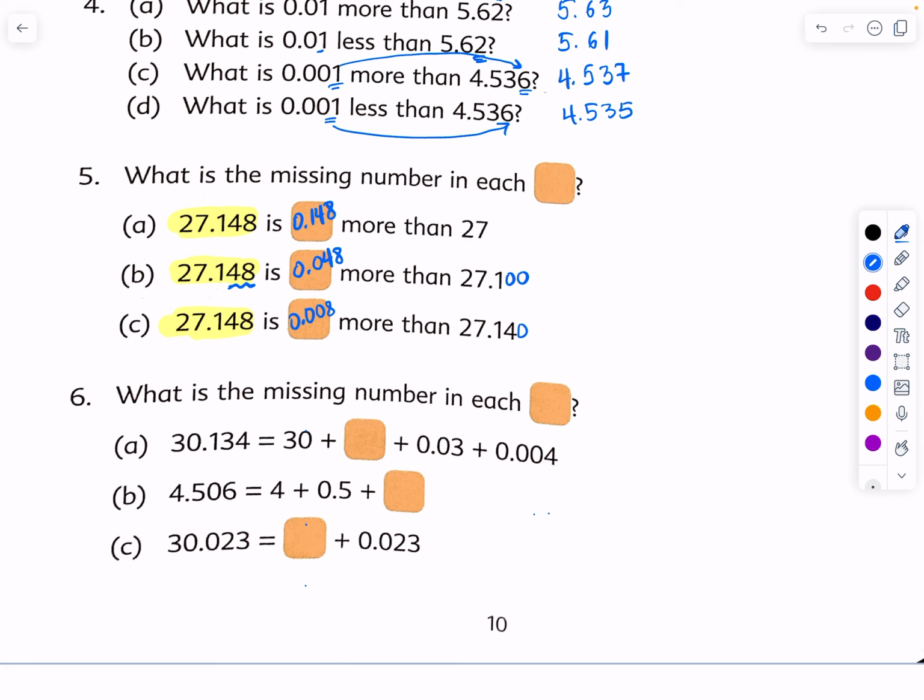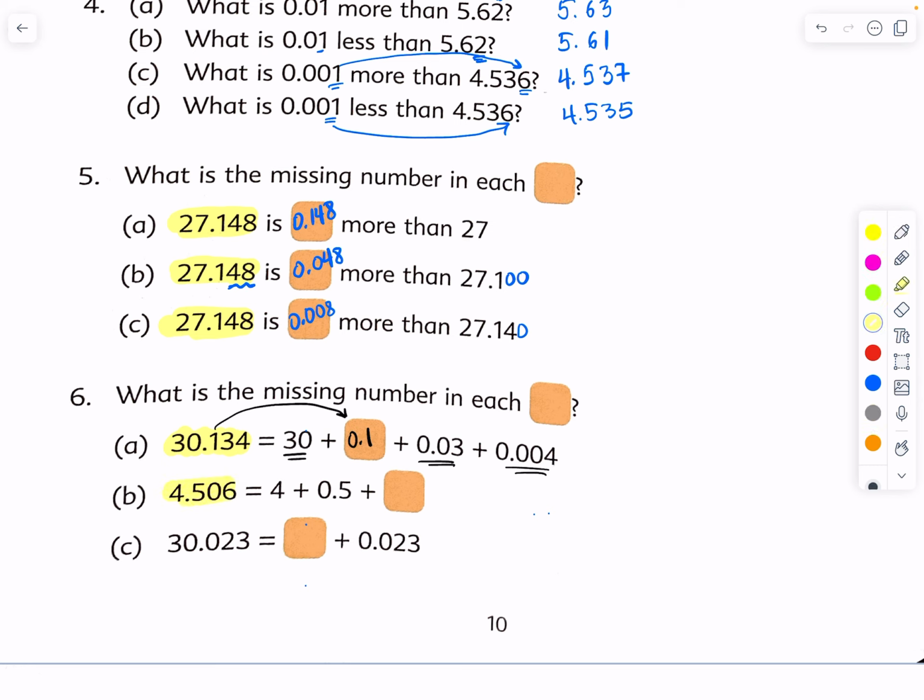Finally, I'm on page number 10. What is the missing number? Well, let's take a look at the place value. The first number is 30 and 134 thousandths. So what do we have on the left? We see the number on the left. On the right, we have 30. That's great. We have 3 hundredths. That's wonderful. And we have 4 thousandths. So the only digit missing is 1 in place of tenths. So it's 0.1.